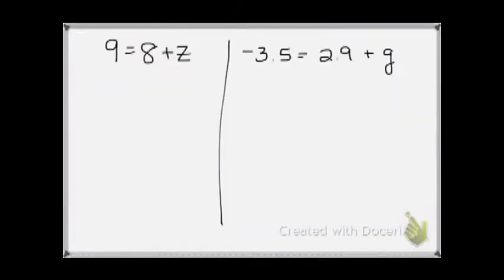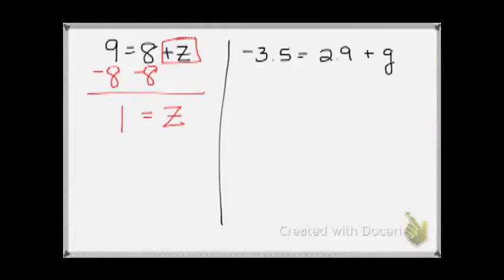Number three, 9 equals 8 plus Z. Z is the brat. 8 is a person who is near it, so we move the 8 by doing -8 to both sides. Okay, I'm going to keep the Z right on the right-hand side. And then 9 minus 8 is 1, so Z equals 1.